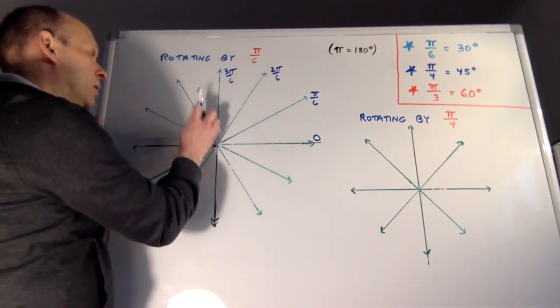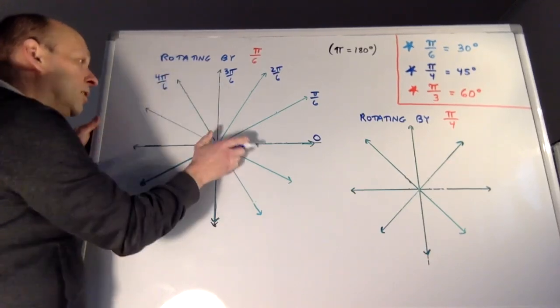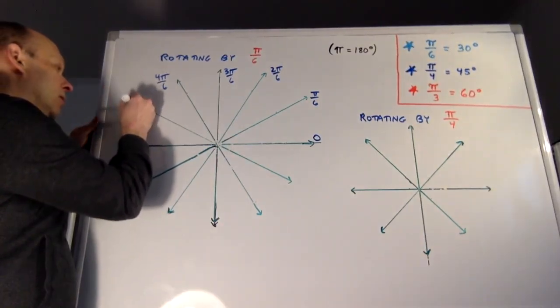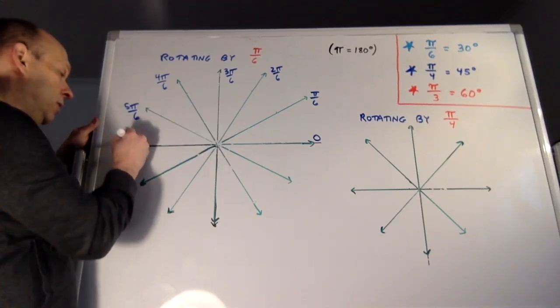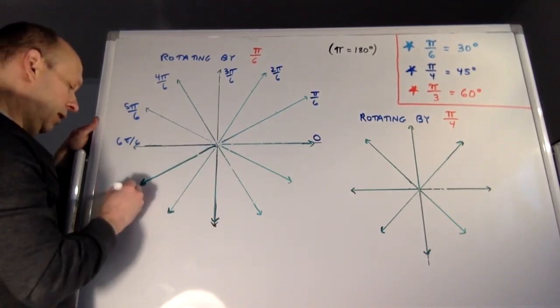If I go another pi over 6, this is 4 pi over 6. So you see how easy it is to just add pi over 6 each time. Here I'm at 5 pi over 6. And then here, 1 more pi over 6 gets me to 6 pi over 6. So we're halfway around. This is 7 pi over 6 radians right here.